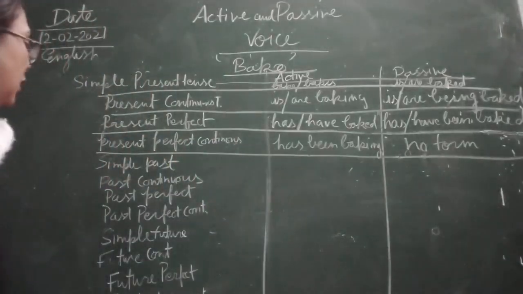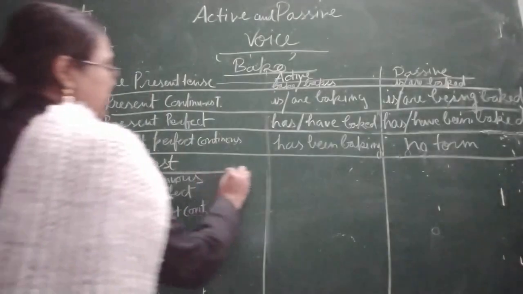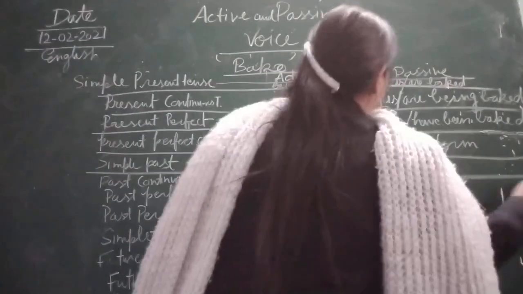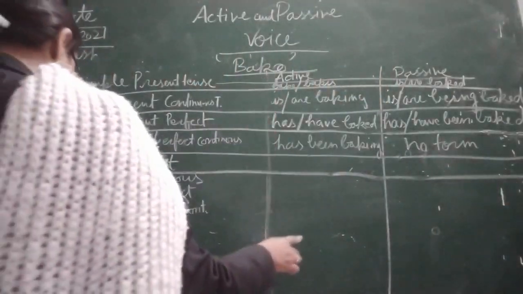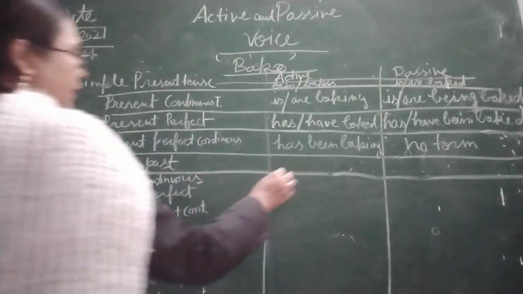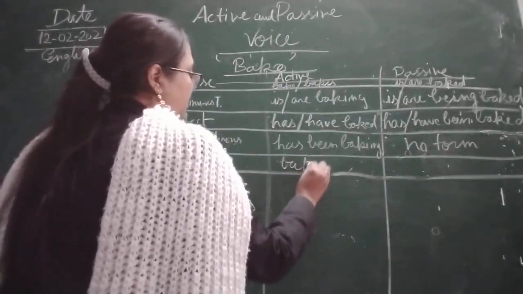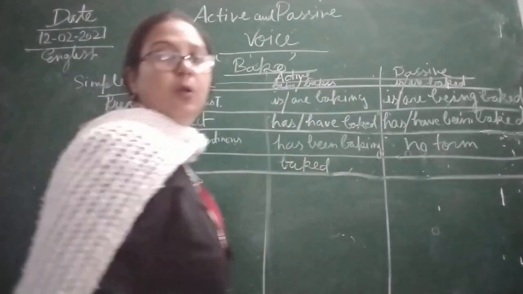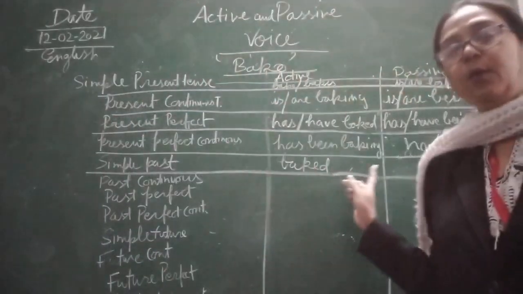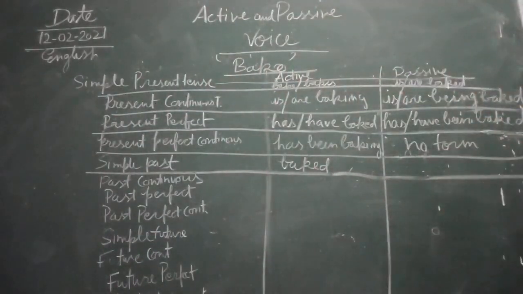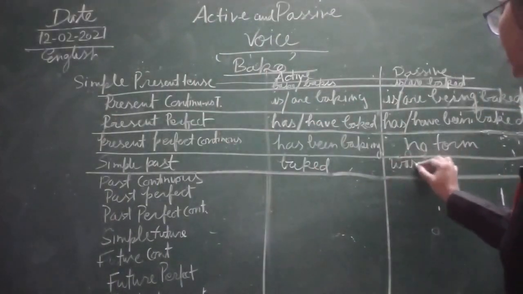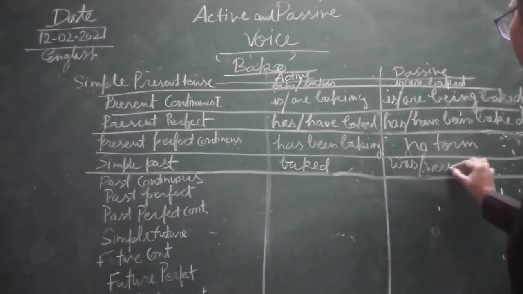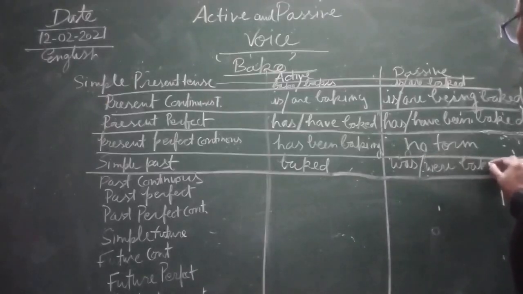Okay children. Now we are moving to the simple past tense. Simple past tense in active voice, what will we write? Second form of the verb, yes, baked. Okay, second form of the verb. Now what will we do in the passive voice? That is was or were baked. Was or were baked, children.